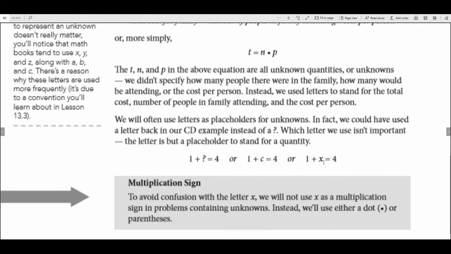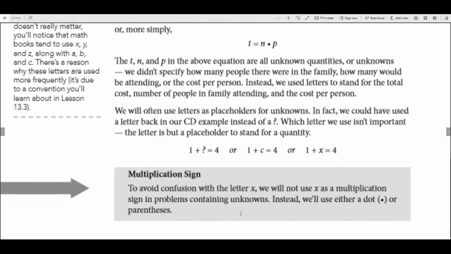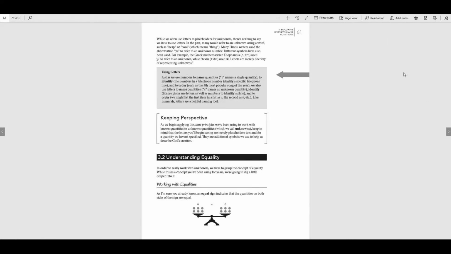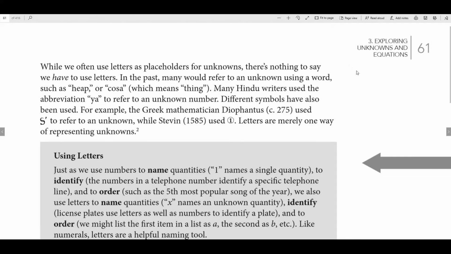Now, this one right here is what I want to talk about for just a second in this little gray box. To avoid confusion with the letter X, we will not use X as a multiplication sign in problems containing unknowns. Instead, either use a dot or parentheses. So just go ahead and get used to that now. Anytime you're doing multiplication, just use a dot or parentheses, either way. Let's look at the next page.